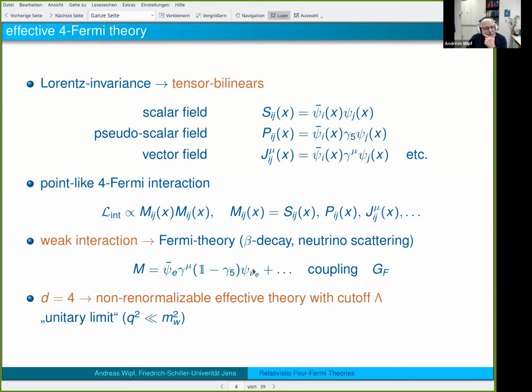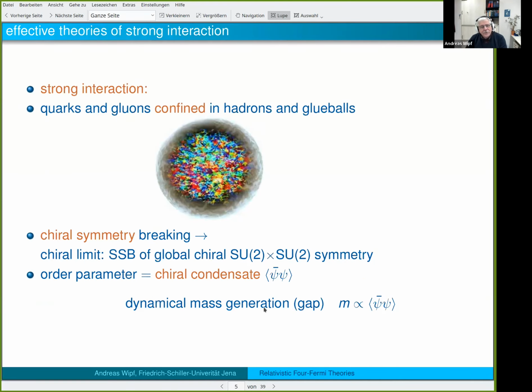Now, these Four-Fermi theories are not renormalizable in the usual perturbation theory above 2 space-time dimensions. But never mind, we only use them as effective theories, which should describe the underlying gauge theory up to a certain cutoff. So there's always a unitarity limit up to which you can trust, or almost up to which you can trust, your approximation.